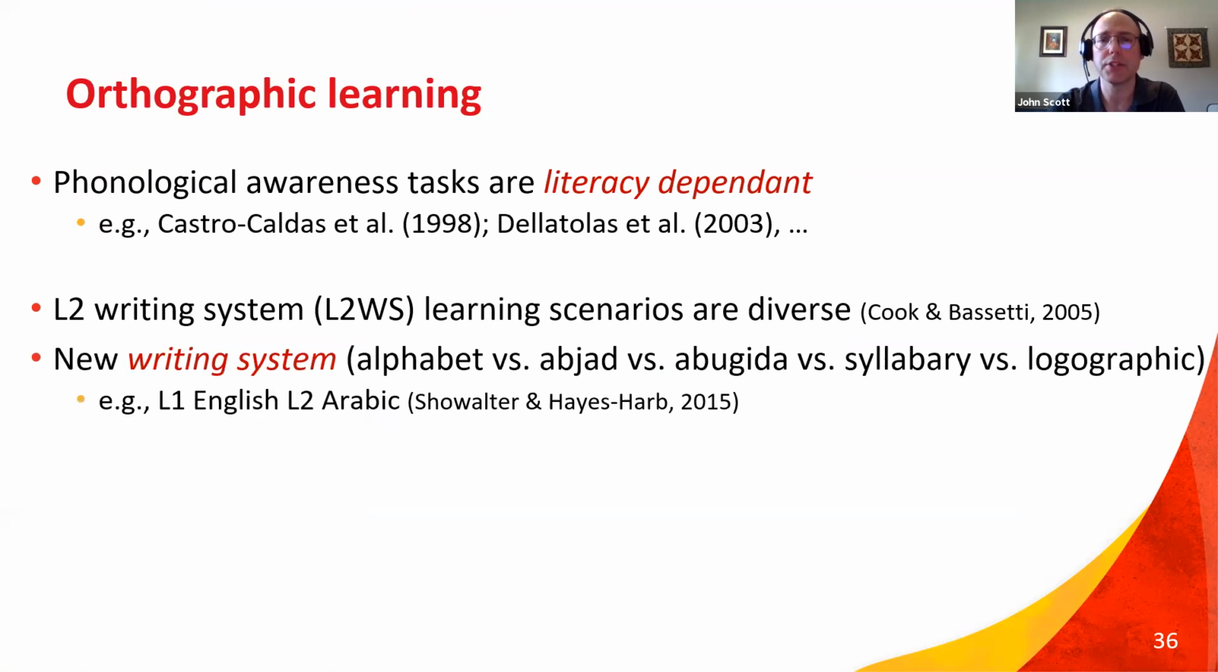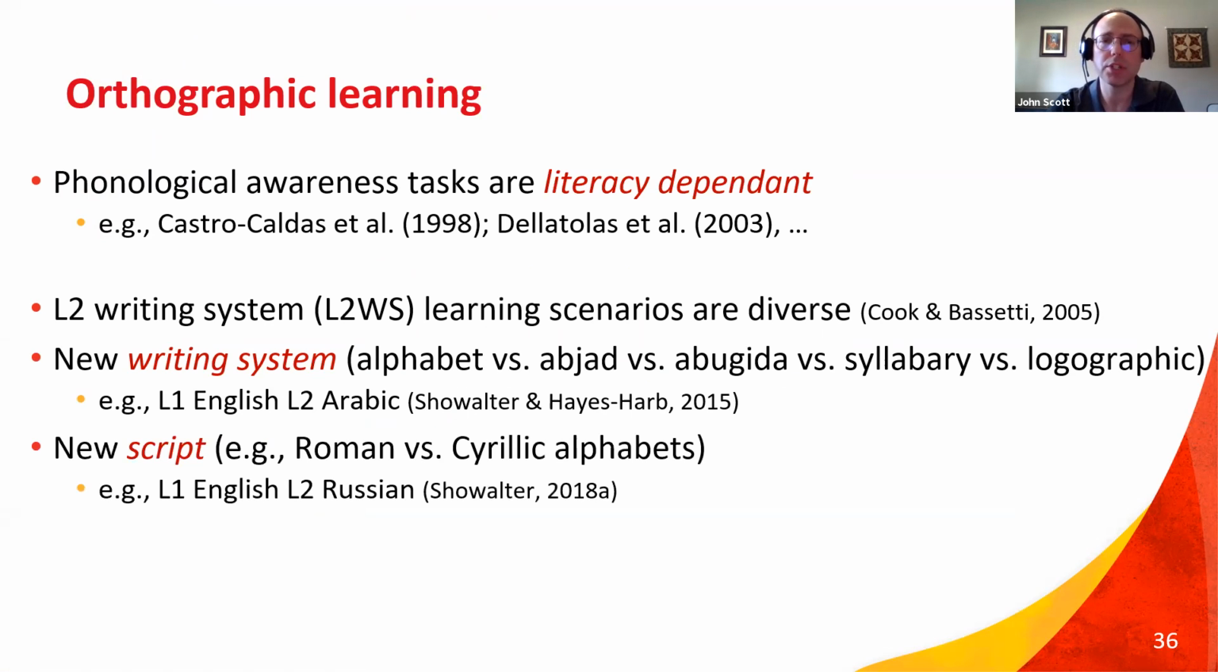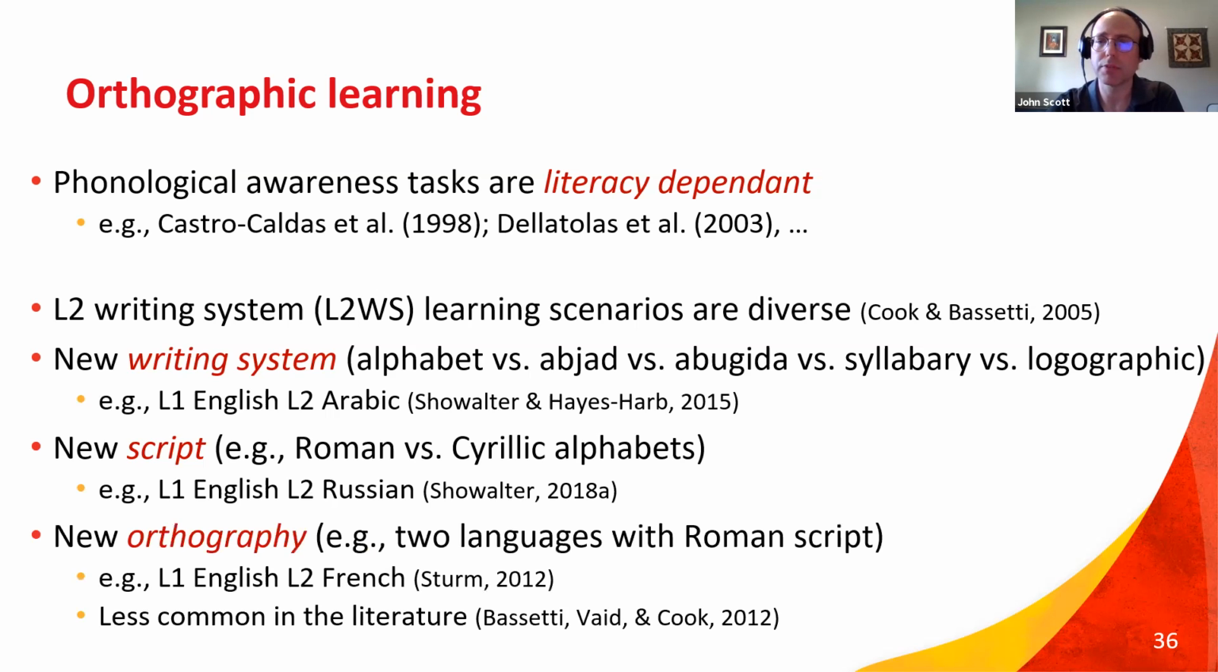Sometimes you have to learn a new writing system. So if you're an English speaker learning Arabic or Arabic learning English, you're learning a whole new writing system. Or you might be dealing with a different script, one alphabet versus another alphabet. Or you might be dealing with a different orthography, same alphabet, really different rules for usage to indicate what the sounds are supposed to be. So these are all different kinds of cognitive challenges that we look at in the field.